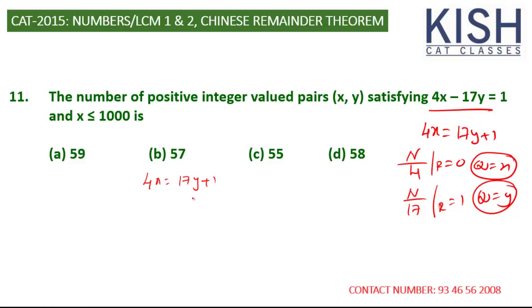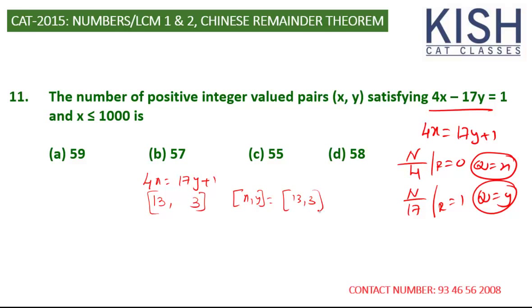So when y equal to 3, that's going to be 17 into 3, 51 plus 1, 52. Then x is going to be 13. So the first set of solutions for x and y is 13 comma 3. Now we need to find the next set of solutions. This is what we need to learn.